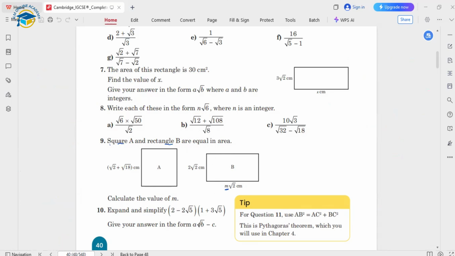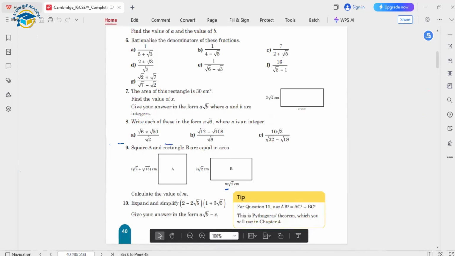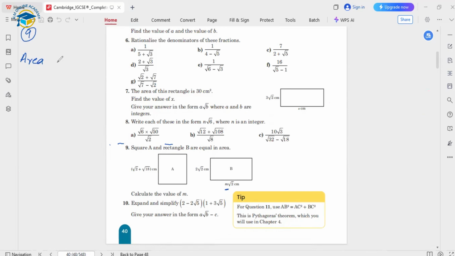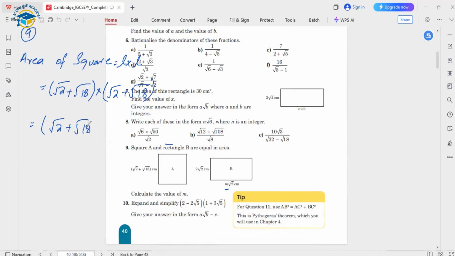Okay, so first of all, for part number 9, let's find out the area of the square. Area of a square is basically length times length, or you can say length squared or side times side, anything you can use, because all of the sides of the square are exactly equal. So that's why we will use this to compare both of them. Square root 2 plus square root 18 times square root 2 plus square root 18. Basically, this will be square root 2 plus square root 18 whole square. We can write it in this way as well.